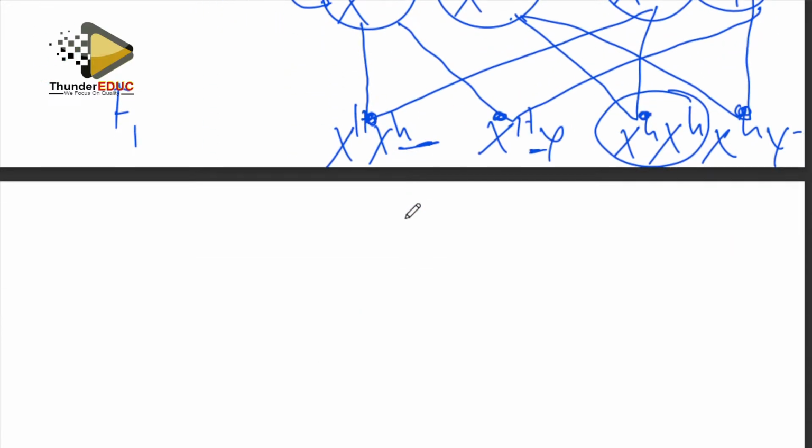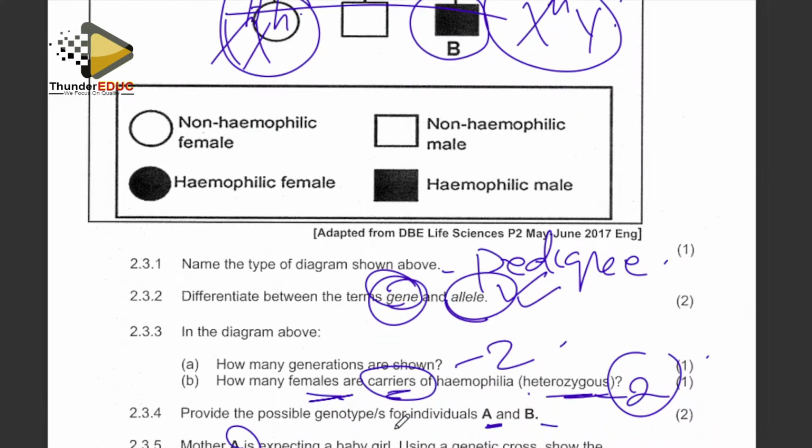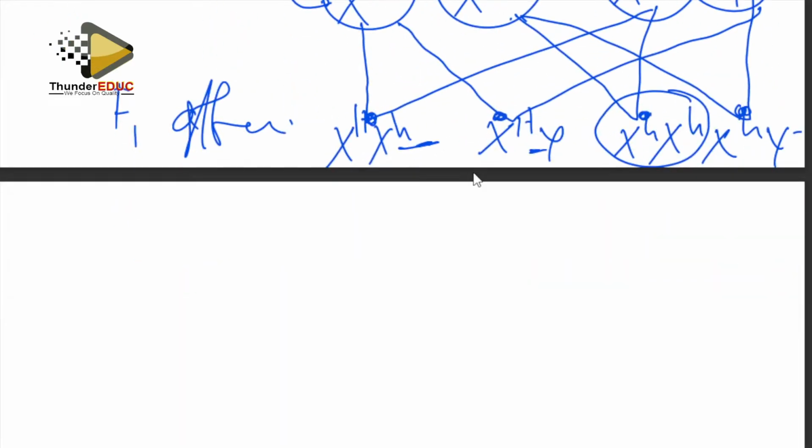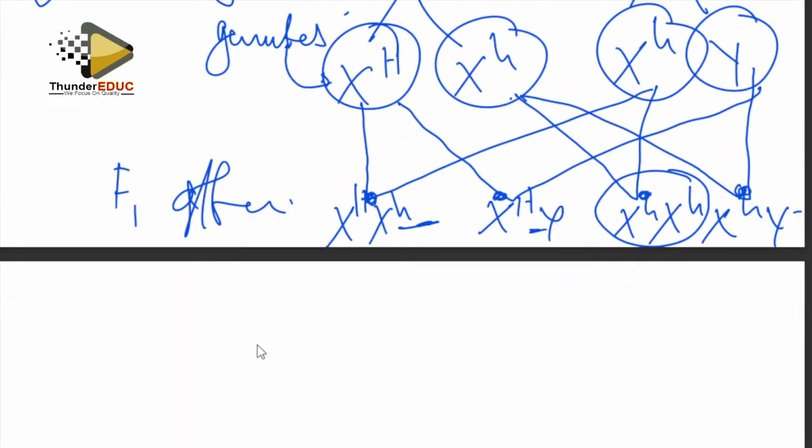Meaning that these are the offspring. So I have one girl. What was the question? They said the percentage chance of having a girl who is hemophilic. Meaning that the genotypes of the offspring are 1 female normal, 1 male normal, 1 female hemophilic, 1 male hemophilic. Meaning that I'm going to have 1 out of 4 times 100, because they said hemophilic girl.